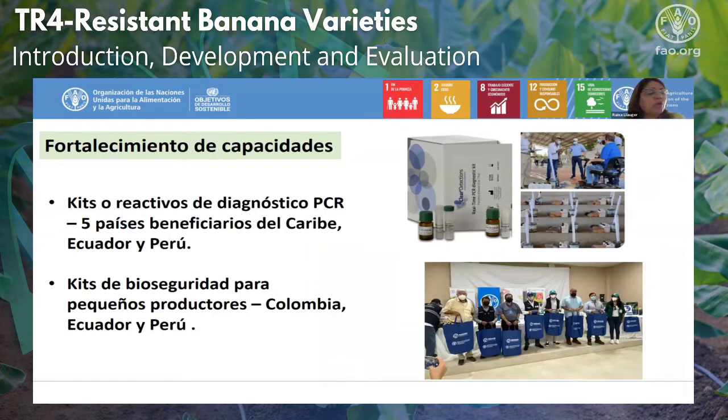Entonces, continuamos con nuestro proyecto de la Comunidad Andina, para los cuatro países, fortaleciendo capacidades en el tema de bioseguridad con la entrega de kits o reactivos para el diagnóstico en nuestros países y también kits de bioseguridad para pequeños productores. Uno de los ejes fundamentales que tenemos a nivel de América Latina y Caribe de FAO, en articulación con las restantes instituciones, es fortalecer todo el trabajo a nivel de nuestros pequeños productores.